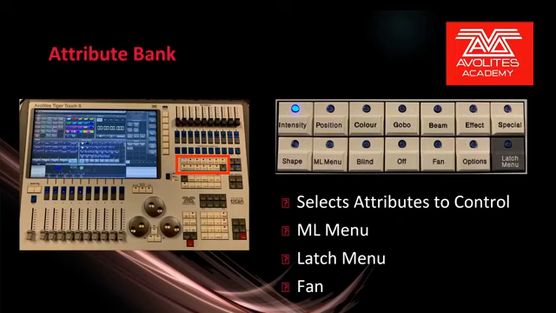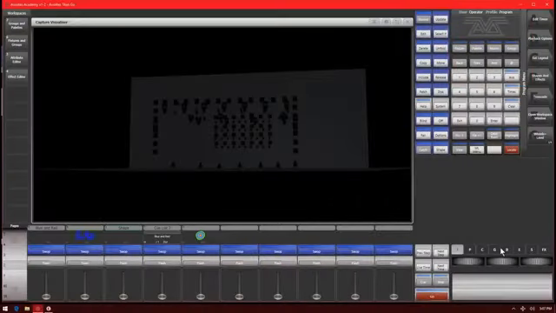Next we have the attribute bank. Here we can select our attributes of control. We can find the moving light menu button here, or ML menu. The latch menu and the fan buttons are all in this area. On the Titan One interface, that's all down here, where we can find the IPCGBES. I is intensity, then position, color, gobo, beam, effect, special, and FX would be shapes. And your fan keys are going to be down here towards the bottom.